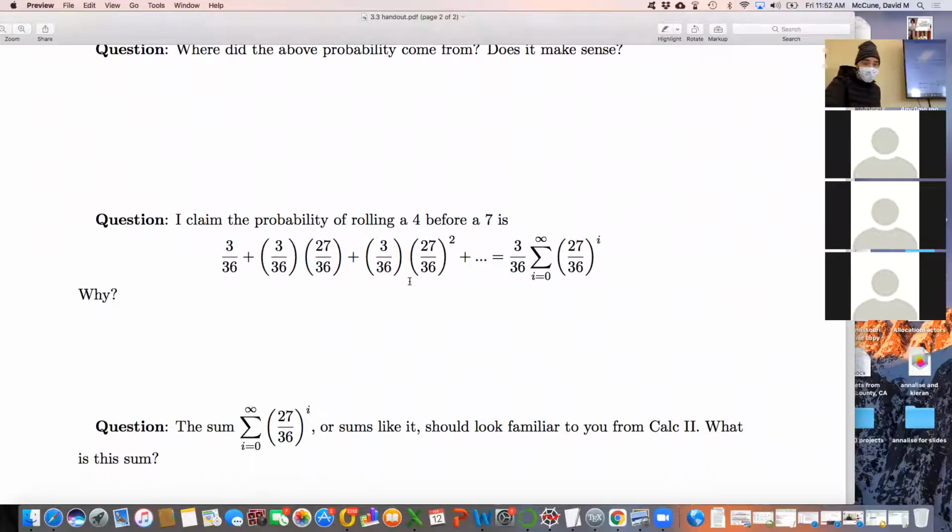Okay, so let me just ask again, is this clear? This is the probability you get your 4 before 7, right? And again, it might take a while, right? That's why I keep going on forever.